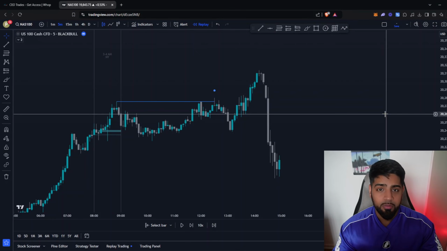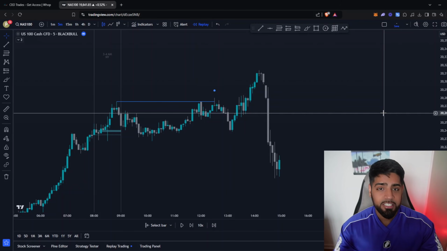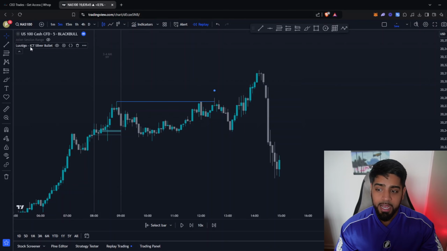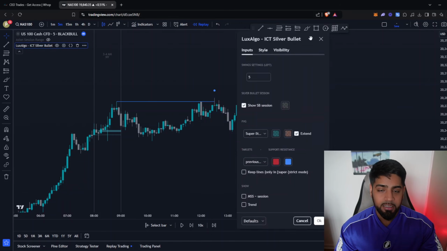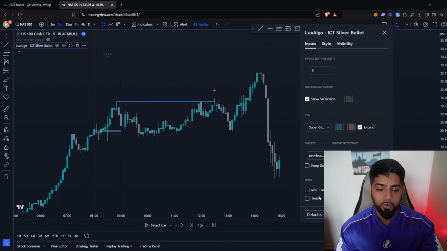So for this second example, I'm going to make your life even easier. Now, as I said in the first example, you have to understand where you are in terms of structure. Well, if we actually come over to this indicator, go to the settings tab and come all the way down to where it says trend, if you tick this on, it will tell you exactly where you are in terms of your trend.